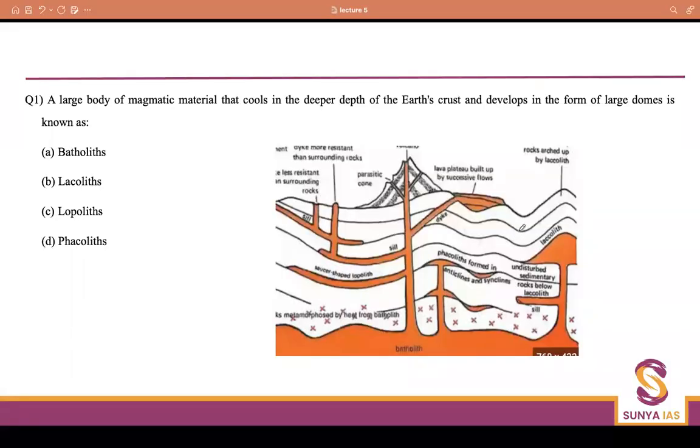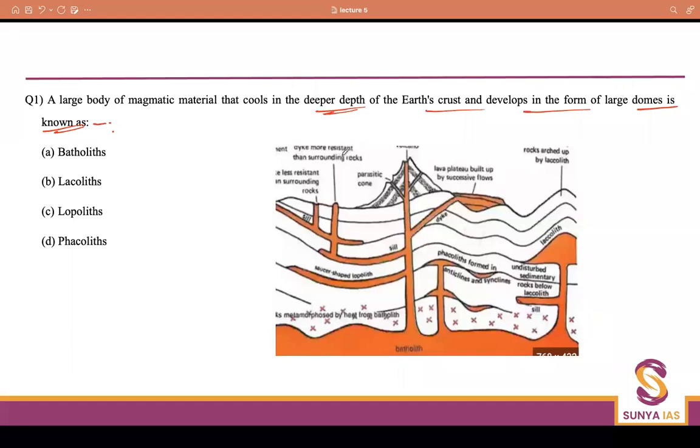As you can see on your screens, the first question says that a large body of magmatic material that cools in the deeper depth of the Earth's crust and develops in the form of large domes is known as. Okay, this is a very easy question which is being asked.